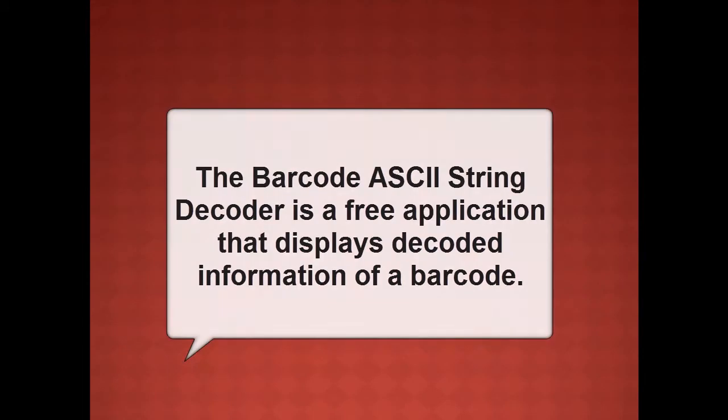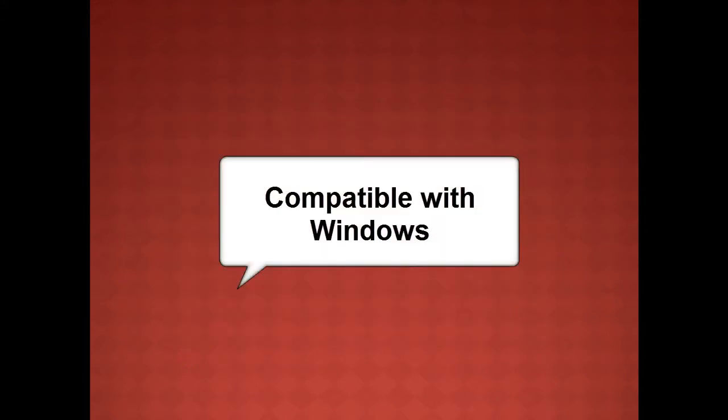The Barcode Scanner ASCII String Decoder is a software application that decodes and reveals non-printable ASCII characters and commands from keyboard emulation devices, such as USB Barcode Scanners. The application is compatible with Windows 95 and greater, including Vista and Windows 7.